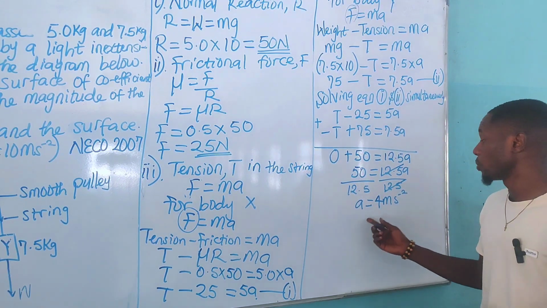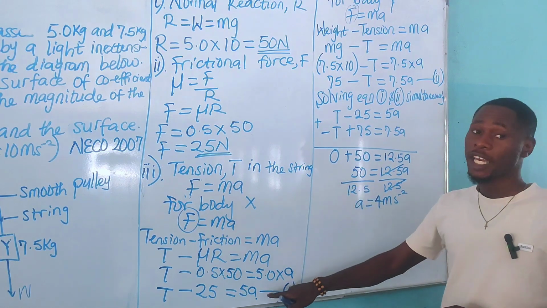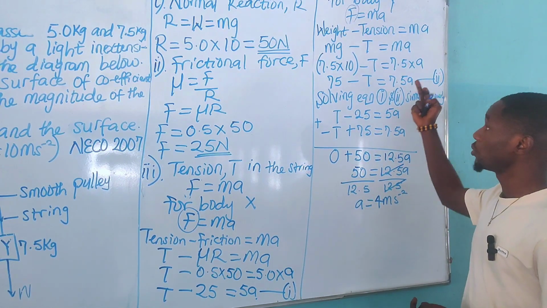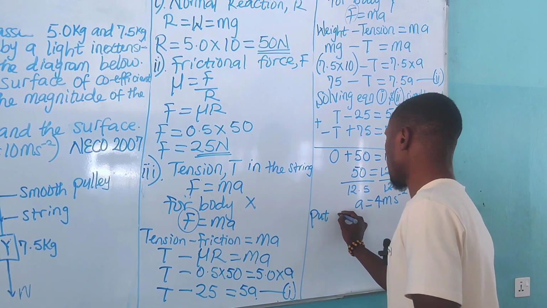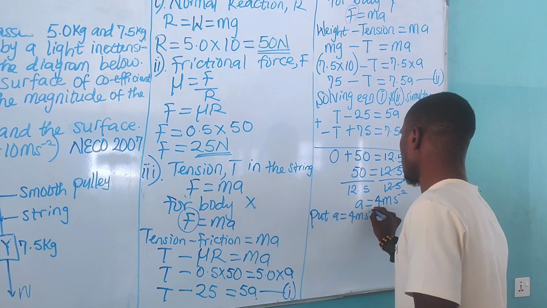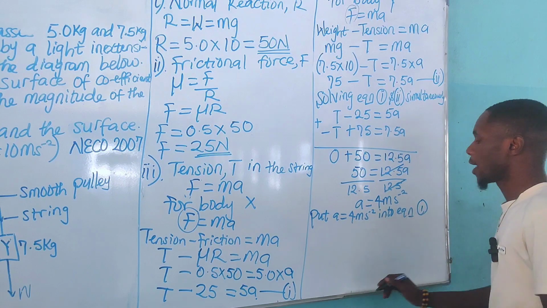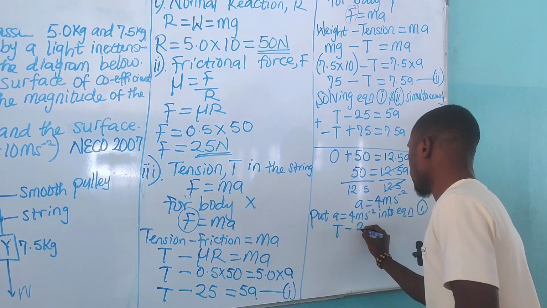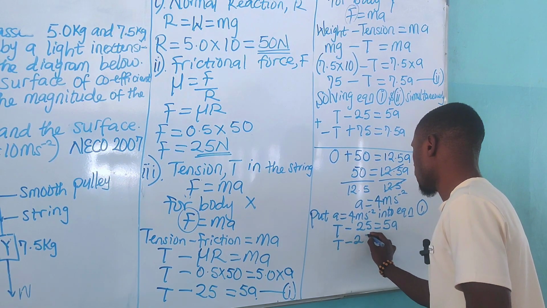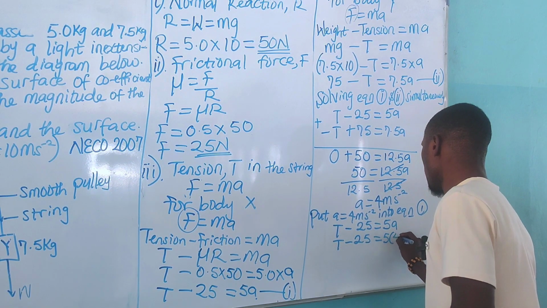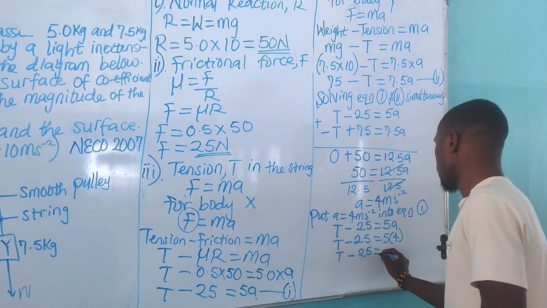Okay, so we've gotten the acceleration to be 4 meters per second squared. So we can substitute the acceleration A, which is 4 meters per second squared, in either equation 1 or equation 2 to find the tension. So let's substitute in equation 1 to find the tension. So we put A to be 4 meters per second squared into equation 1. And from equation 1, we have T minus 25 is equal to 5A. A is 4, so we have T minus 25 equal to 5 times 4.